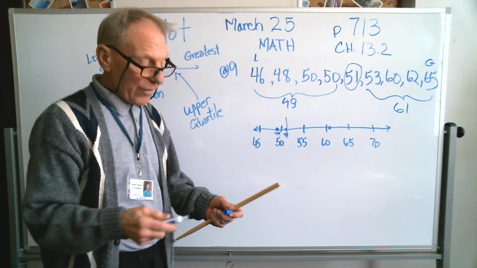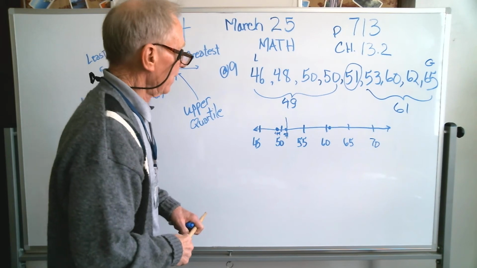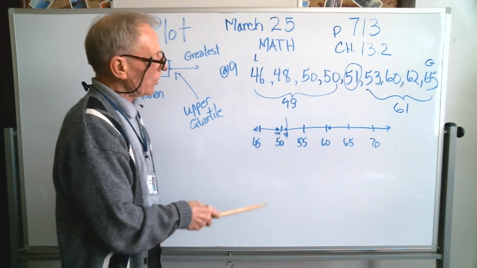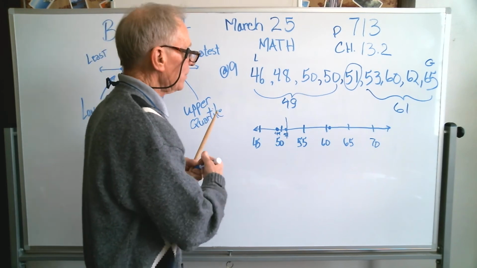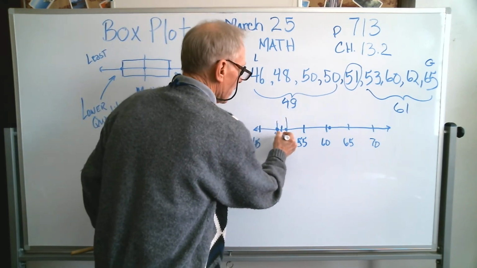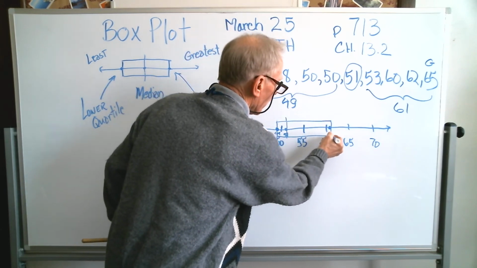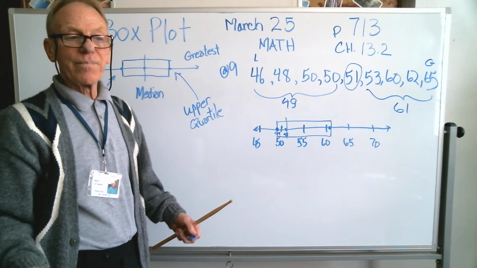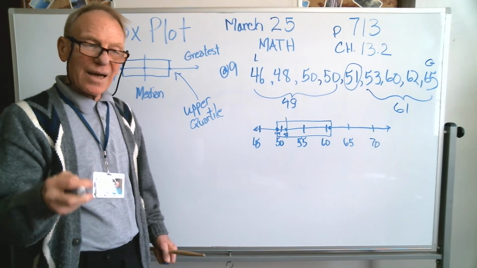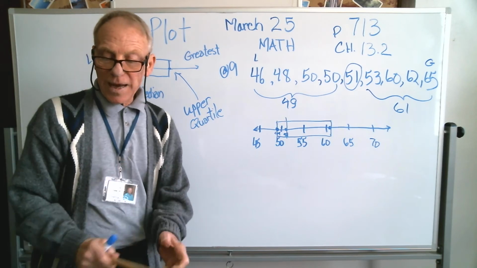We now have all the information we need to build our box plot. 49 is our lower quartile. 61 is our upper quartile. There's your box plot. You see how easy that is? I know you guys can do this. Go ahead and work through that lesson.